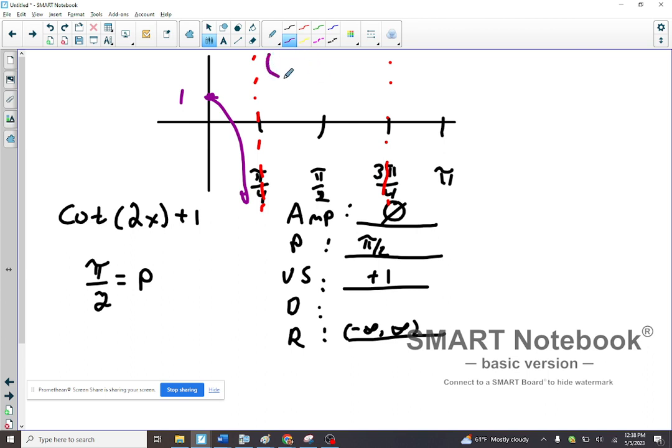And then I'm going to go down from here and hit, not 0, but when I'm at pi over 2, I'm going to hit the vertical shift, which is 1. And then over here, you know.